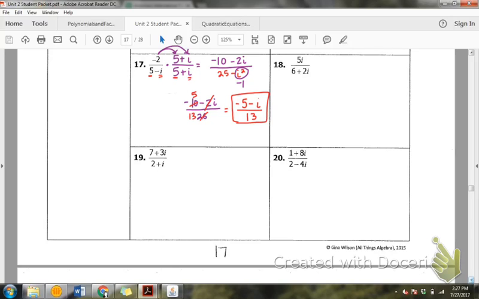You should try 18. You're multiplying by the conjugate. So what's the conjugate of 6 plus 2i? 6 minus 2i on top and bottom. Number 18.